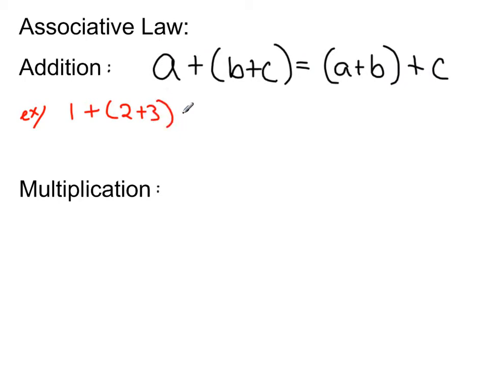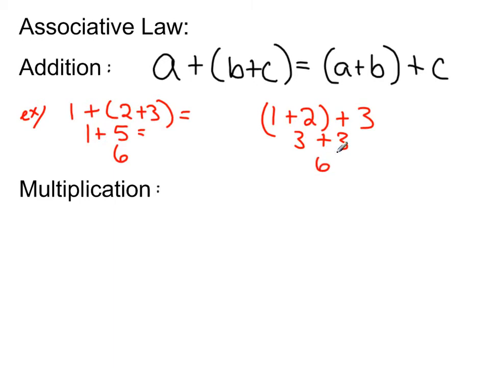We have 1 plus, and then 2 plus 3 we will do first, which is 5. And 1 plus 5 is 6. Now let's see if we messed with it. Maybe we reorder it where we did 1 plus 2 first, which I wanted to do beforehand for some reason. So now we have 1 plus 2, which is 3, and 3 plus 3 is still 6. So we still have equivalent statements here. They're both the same. So that's the associative law for addition.